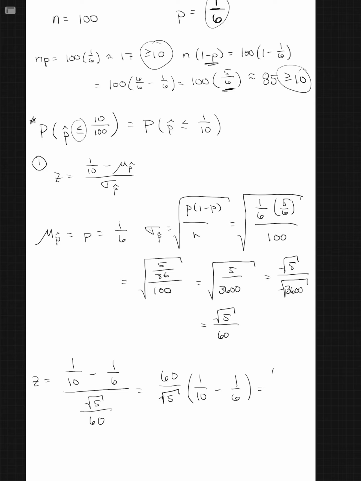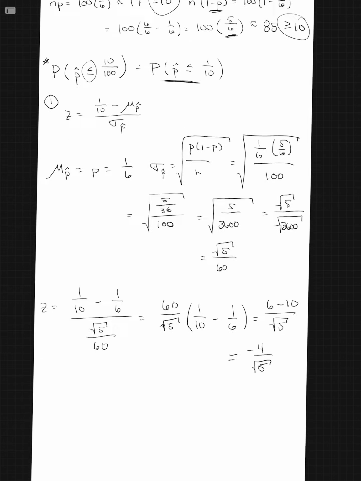So 60 times 1/6 gets us 10. 60 divided by 6 gets us 10. So we end up with -4 root 5. Right? So now that we have our standard score, we'd want to plug that into our calculator to get a decimal form of it. Then we could look that up on our chart and get our probability here.